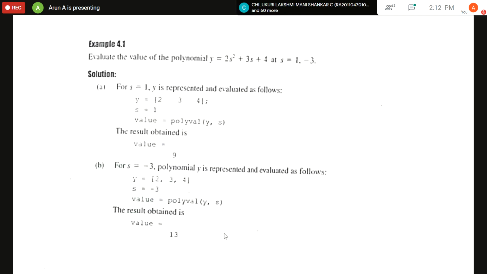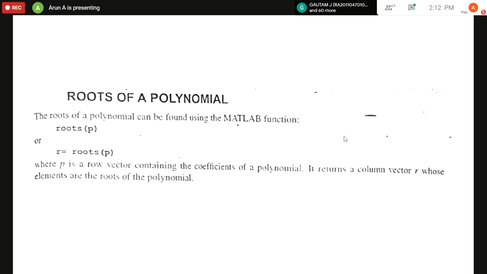But what you're going to do is, this is one big advantage of MATLAB. You're cutting down the manual evaluation. You are making the tool do everything, right? So this is the command for evaluation, and the second one is finding out the roots of the polynomial.